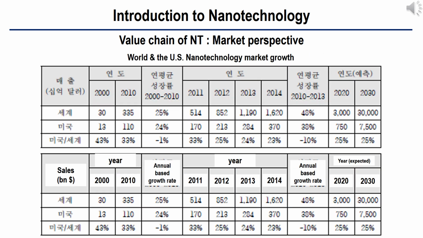For detailed market share, let's look at this table. Sorry for the Korean. There was big growth between year 2000 and 2010 with 25% average growth rate. However, the growth would be doubled between year 2010 and 2020. The largest market of nanotechnology would be the United States. However, by year 2030, the largest market could be China and India. This depends on the GDP growth rate of the two countries.